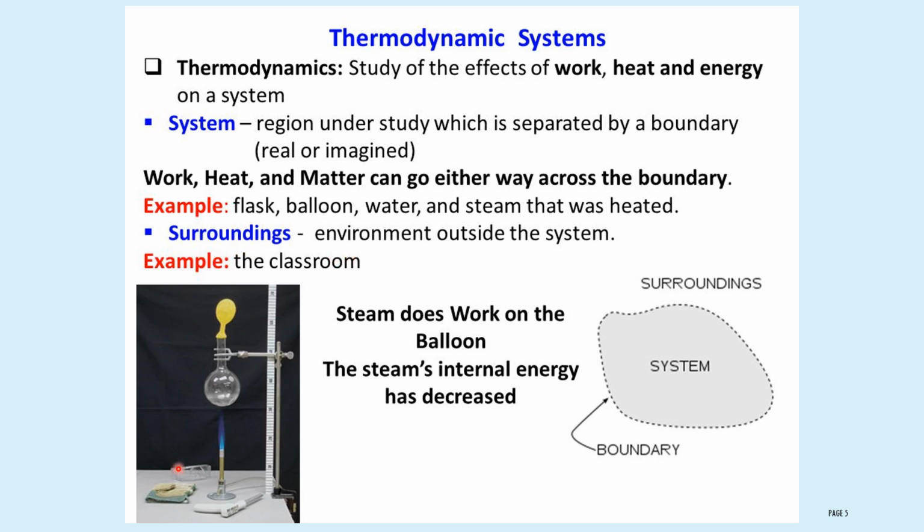The environment outside the system, we will call it the surrounding. For example, if you are doing the experiment in the classroom, then the classroom itself is the surrounding. Here the steam does work on the balloon. When water is converted into steam and the steam rises, the size of the balloon increases. Therefore steam does work on the balloon. Steam's internal energy has decreased.